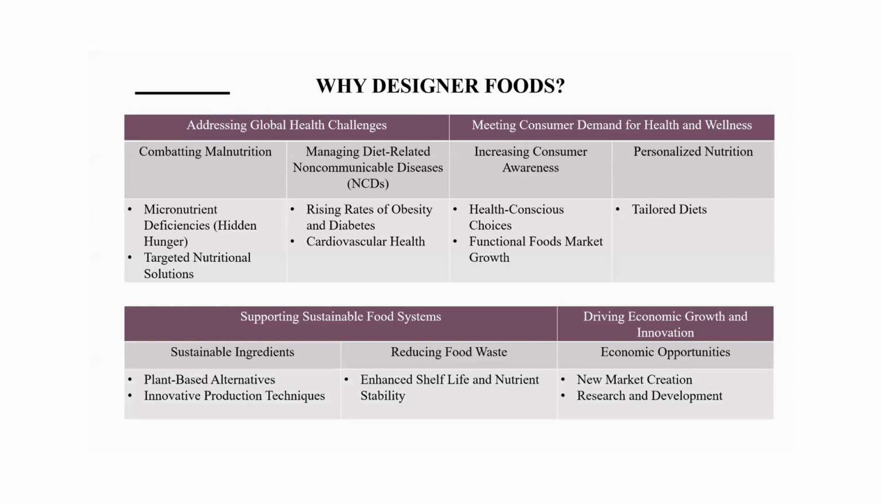Also, designer food supports sustainable food systems, with sustainable ingredients like plant-based alternatives, and innovative production techniques will also reduce food waste. Reducing food waste as well as hidden hunger are considered sustainable development goals. So designer food also meets certain sustainable development goals. Can any one of you tell me which SDG number hidden hunger comes under? Sustainable development goal? Can you share in the chat? Yeah, of course. 2.